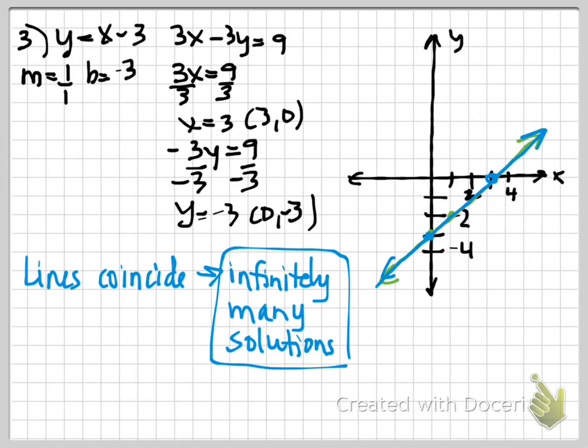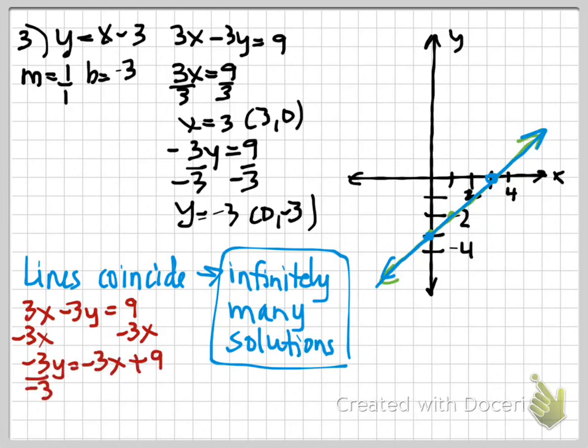Now, as an alternative, since one equation was in slope-intercept form, and that's an easier way to deal with it, what if I took that equation, that 3x minus 3y equals 9, and I solve it into slope-intercept form? Well, I get -3y equals -3x plus 9. Divide everything by -3. And I get y equals x minus 3.